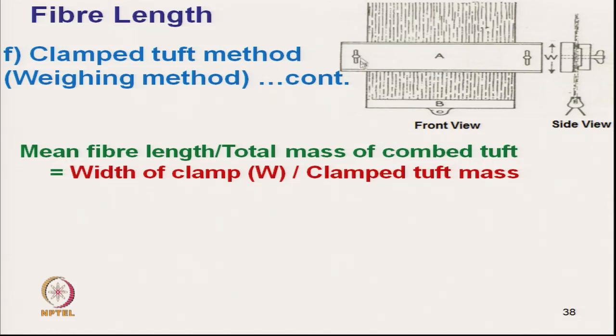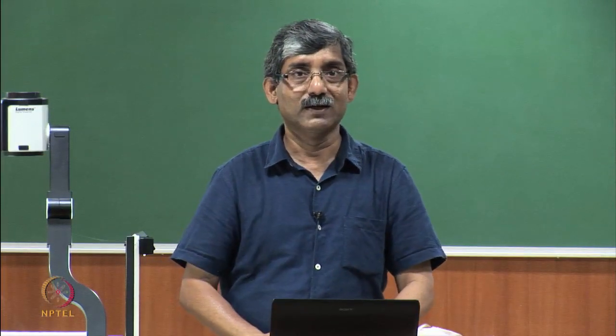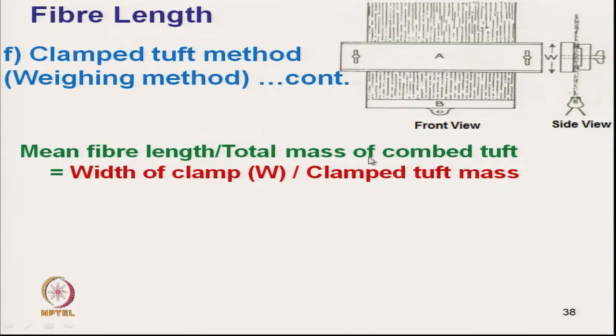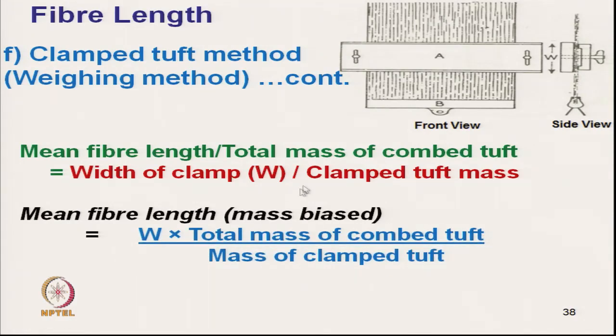Clamp tuft mass is the mass of fiber within the clamp. Here the assumption is that the fibers are arranged uniformly. Mean fiber length is given by width by total mass of comb tuft, which includes the clamp. So we can calculate mean fiber length using the formula: width multiplied by total mass of clamp tuft by mass of clamp tuft.